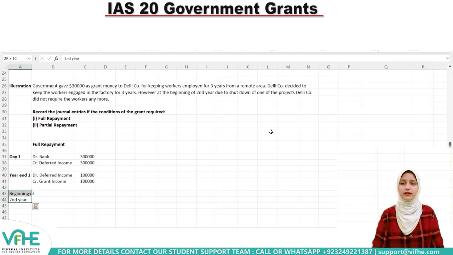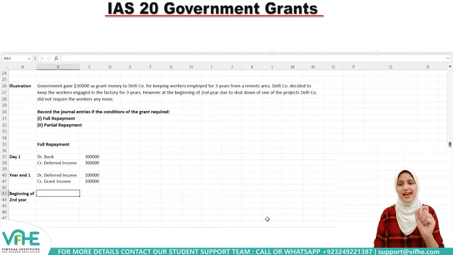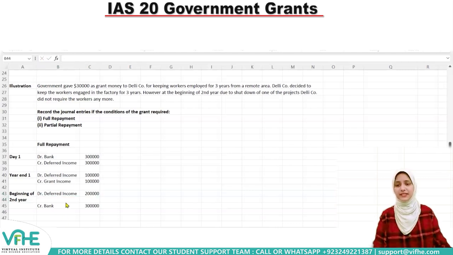Now, what happened at the beginning of the second year? You were no more able to keep the workers engaged in your business. So, you have breached, or you have not been able to fulfill the conditions of the promise. And the contract between you and the government said that if you breach it, full repayment will be required. So, we make a full repayment, which is credit bank, 300,000. Now, the entire deferred income, which is still remaining as a liability in your books, is no more your liability. You have already paid the money to the government. So, reverse that and debit a loss due to non-fulfillment.